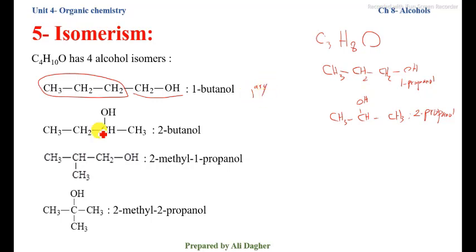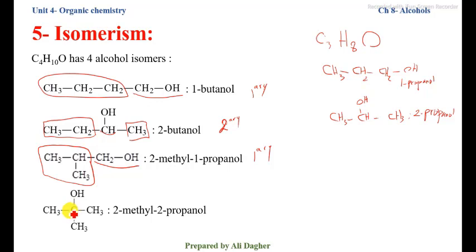The second, this is the functional carbon, is connected to 2 alkyl groups, it is a secondary alcohol. The third, this is the functional carbon holding the hydroxyl group, is connected to 1 alkyl group, then it's a primary alcohol. The fourth, this is the functional carbon, is connected to 3 alkyl groups, then it is a tertiary alcohol.